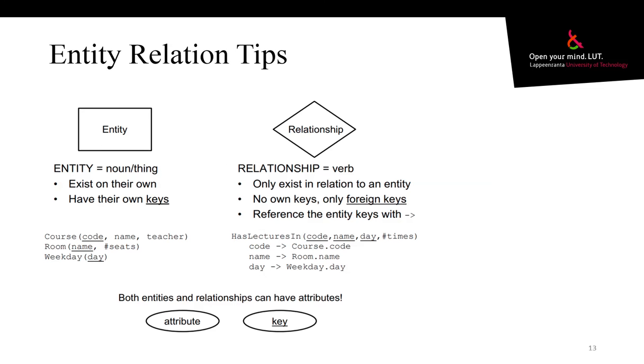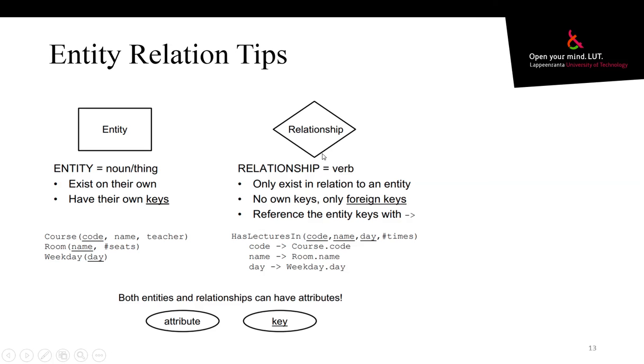And for entity relationship tips, any entity, if you want to name, is always a noun. It has to be a thing, so it's a noun. It has its own keys and exists on its own. An example here is a course. As an entity, it has the course code as the key, and name, teacher. These are the attributes as I've highlighted in the previous slides.